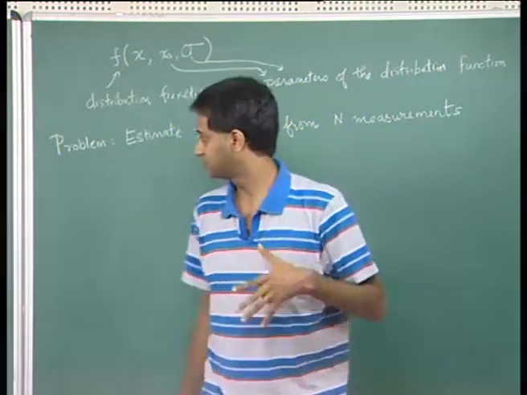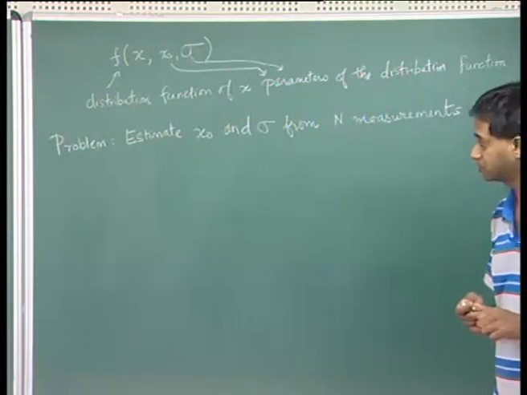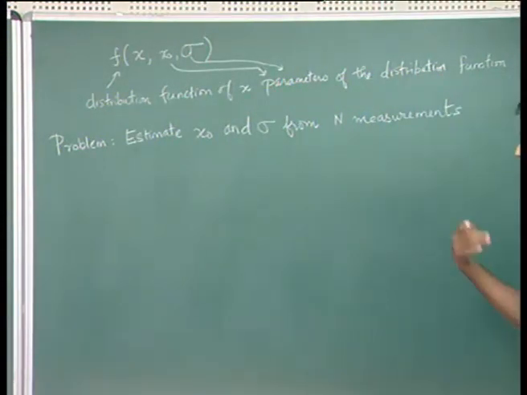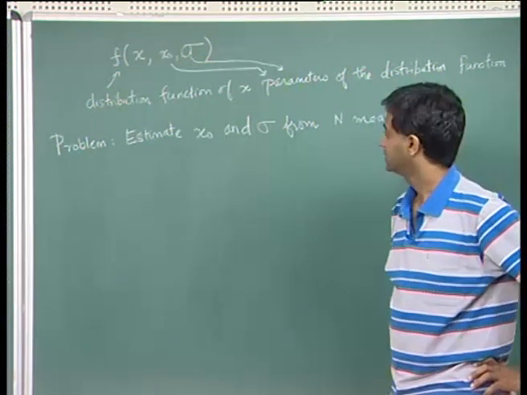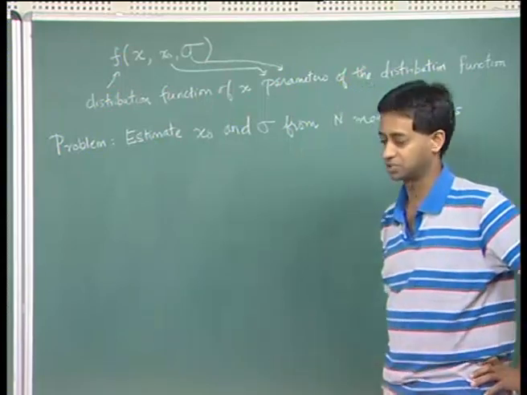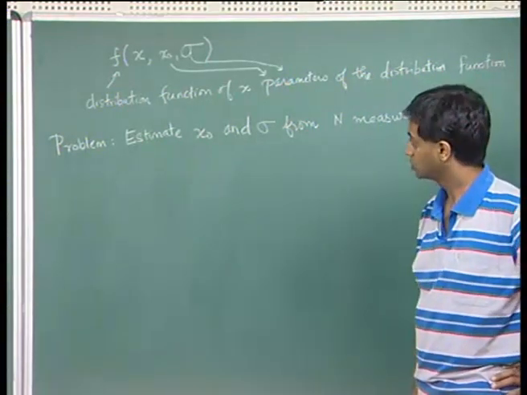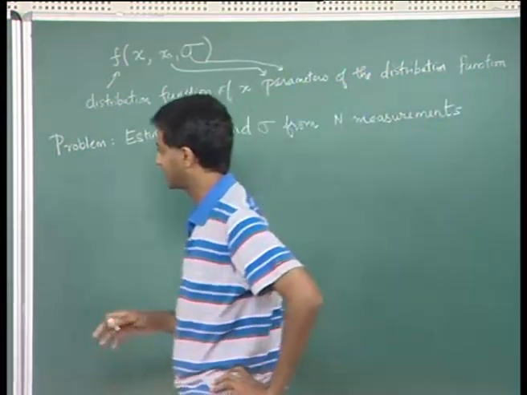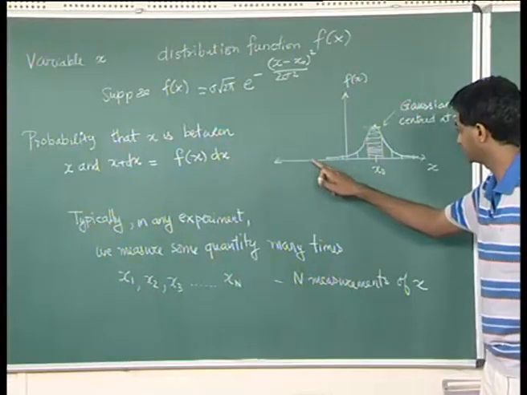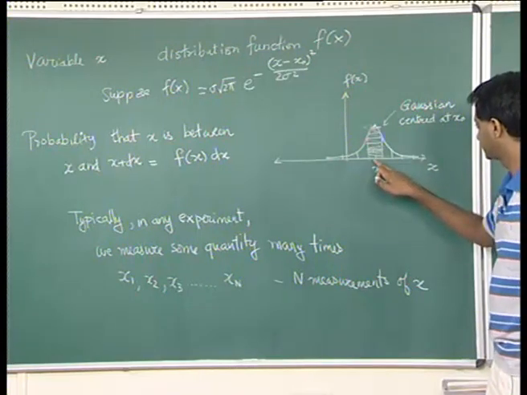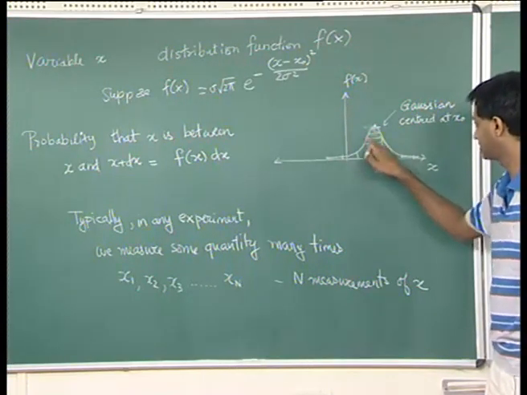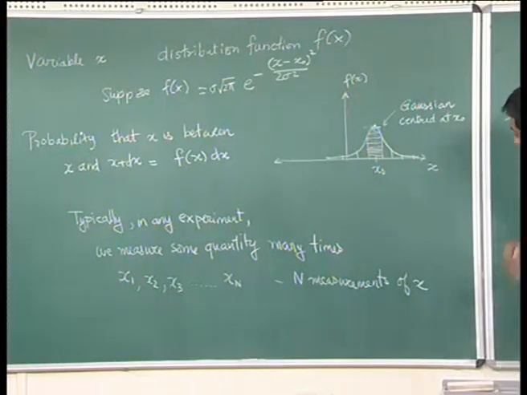Now we have sort of turned around the problem. Instead of saying that we want to know the value of x, what we say is you want to know the mean value of x, and you want to know the standard deviation of x. If the distribution function of x has this form, where it is peaked at x0 and has a standard deviation sigma, then you want to estimate x0 and sigma based on these measurements.